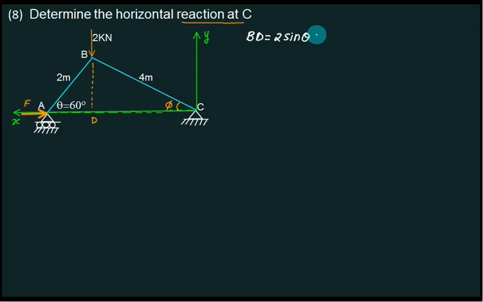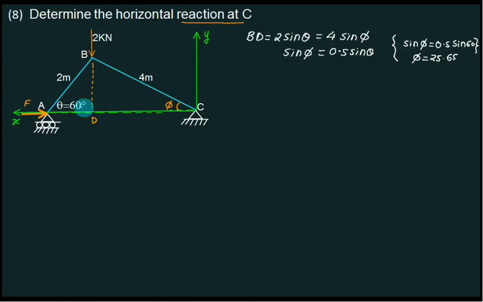We want to differentiate this. And if you see the side BCD, it is 4 sine phi. So what is sine phi? Sine phi is half, or 0.5, of sine theta. Now I can do my calculation here. Sine phi is 0.5, and what is the theta angle given to you? 60. And you can find out the value of phi first. So indirectly the angle is known to us.